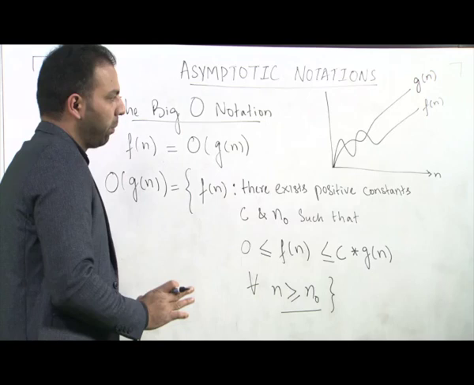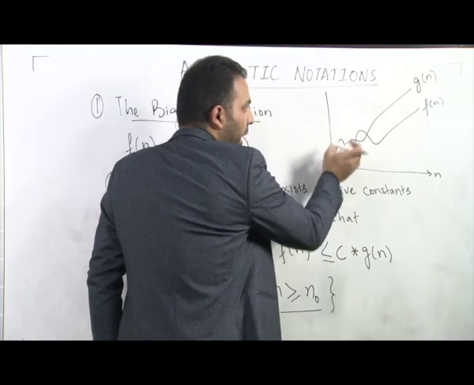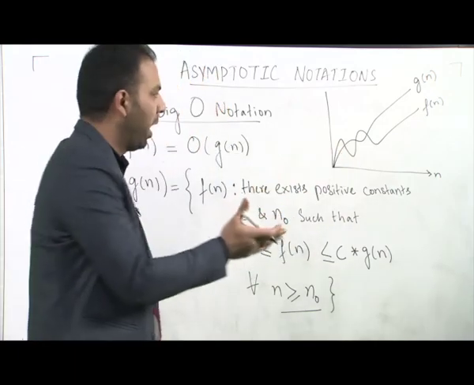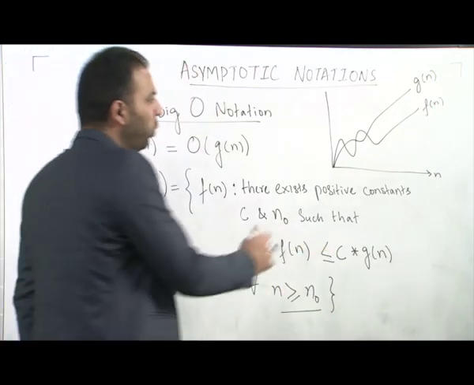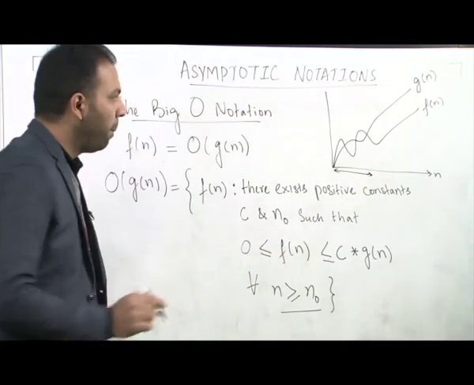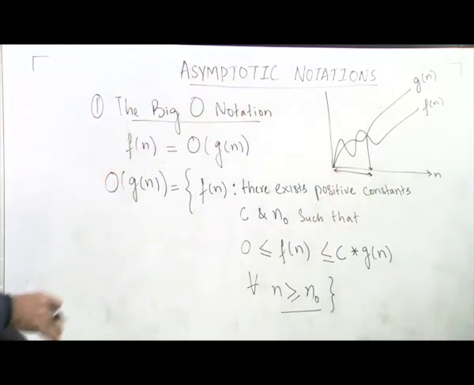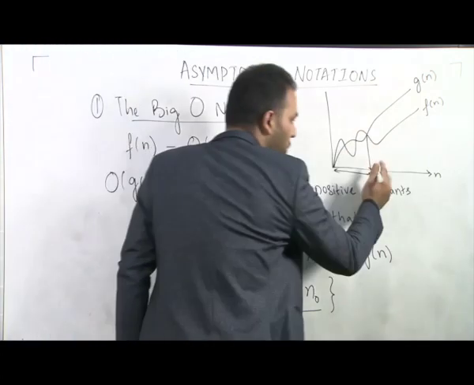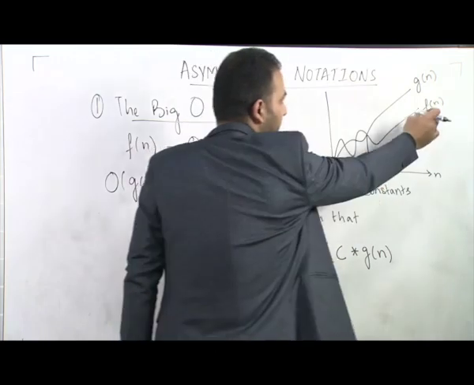You can see that up to this point, your g of n is below your f of n. After this point, it is above your f of n. And after this point, it is again below your f of n. So up to this point, the behavior is not that specific, okay? But after this point, you can see that g of n is always above your f of n, meaning it has set an upper bound on your f of n. And this point is your n0. So this point is your n0, and this is your f of n.